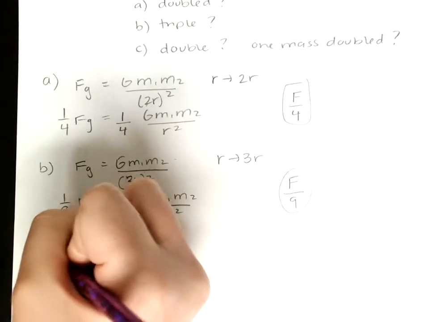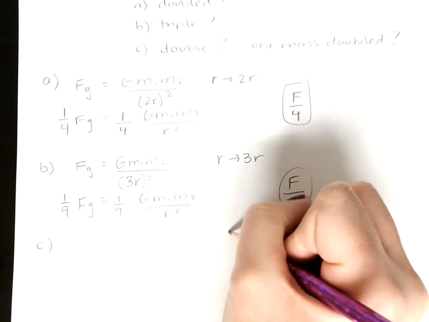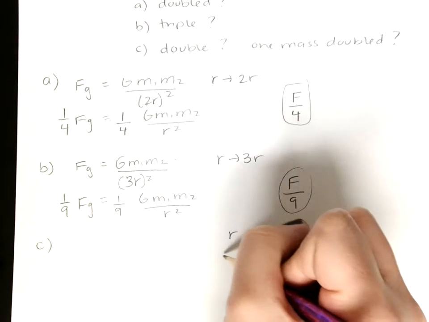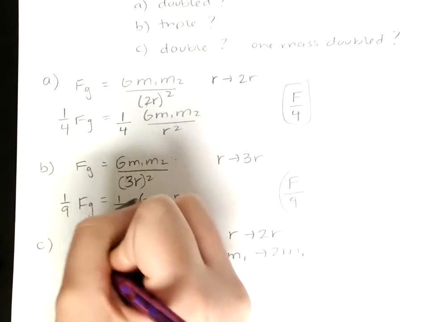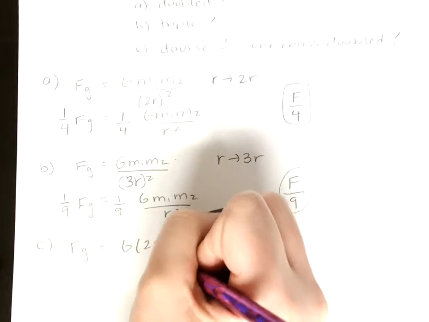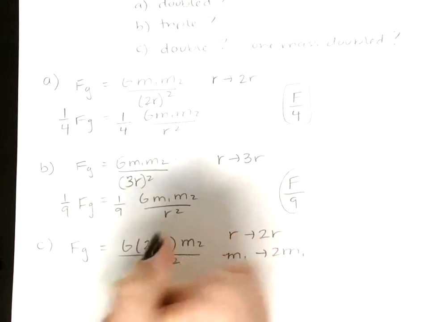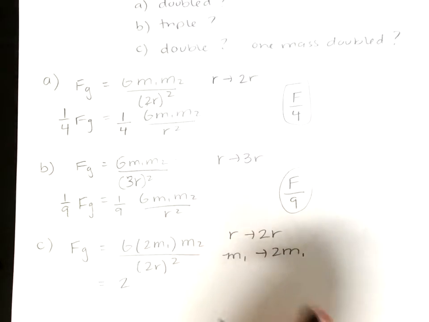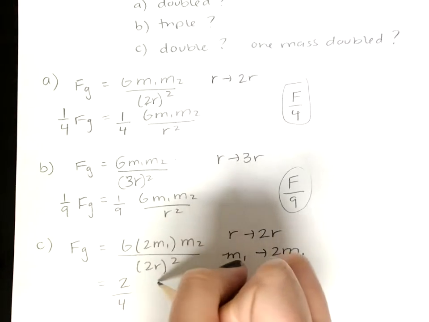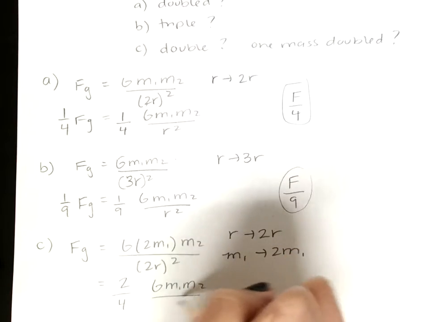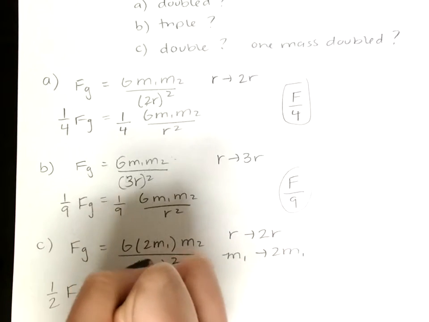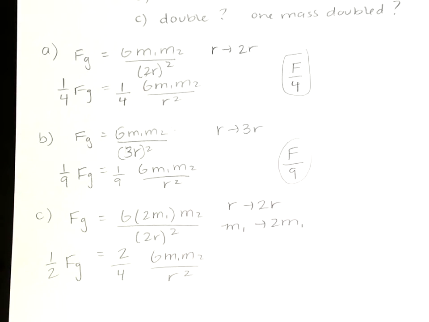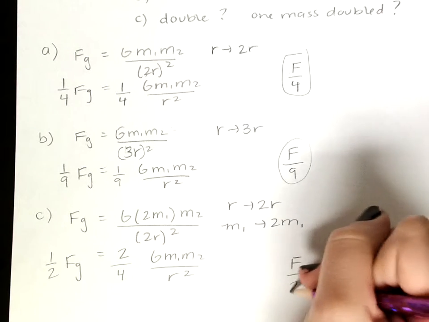Okay, for part C, we have two different things changing. The radius is doubling, and one of the masses, let's just say mass 1, is doubling as well. So our equation becomes G 2m1 m2 over 2r squared. We're left with a 2 in the numerator. Let's pull that factor out, and a 2 squared gives us 4 in the denominator, with G m1 m2 over r squared. So if you have 2/4, which is also equal to 1/2 on the right side, you need the same thing on the left side. So we are decreasing by a factor of 2, or F over 2.